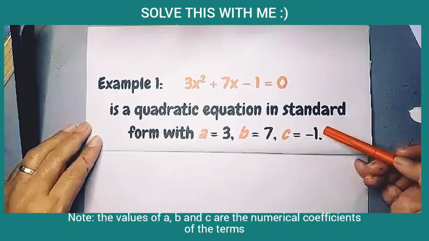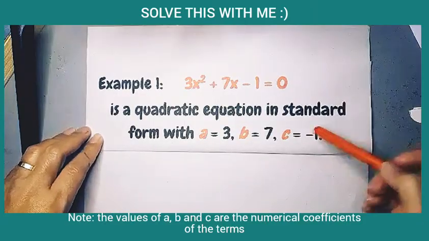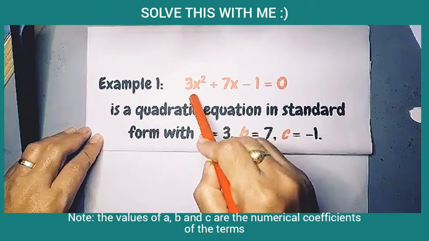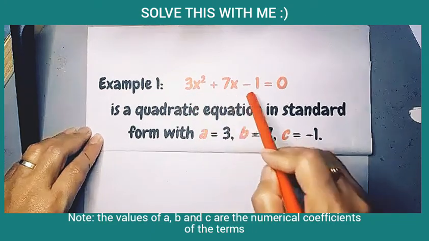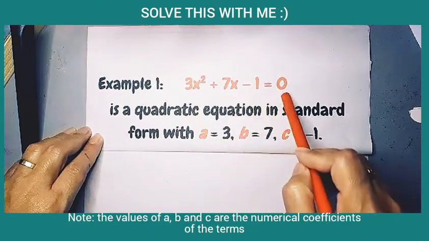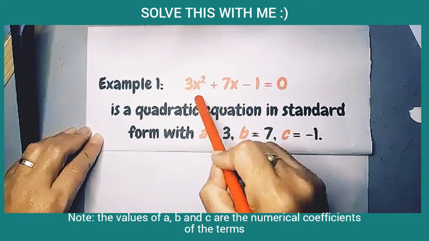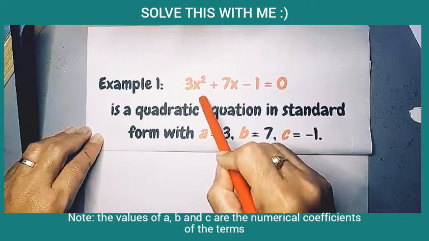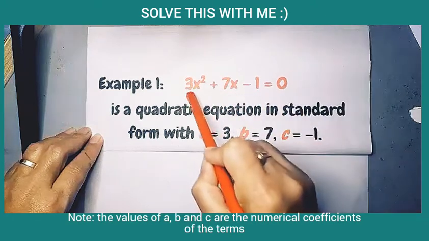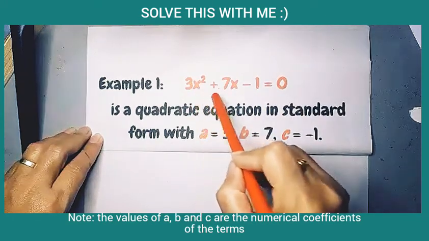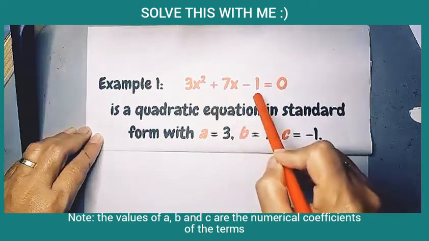Now let us consider this example number 1. We have 3x squared plus 7x minus 1 is equal to 0. Obviously, this example is written in the standard form. We have our quadratic term, the linear term, and our constant.